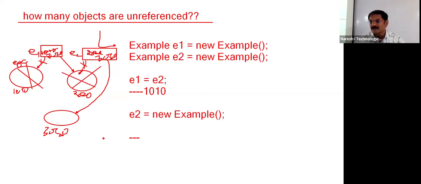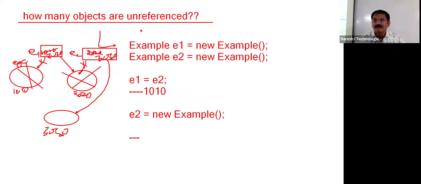Yes sir? No? Are your eyes working or not? This object is pointed to by how many reference variables? E2 and E1. E2 is releasing its reference, but still this object is pointed to by E1.